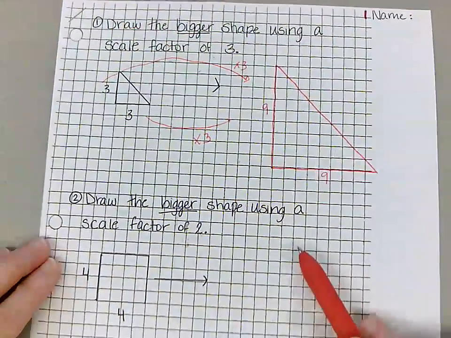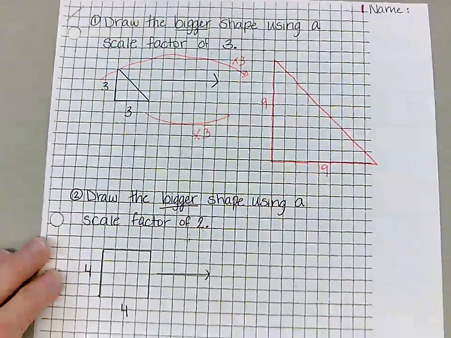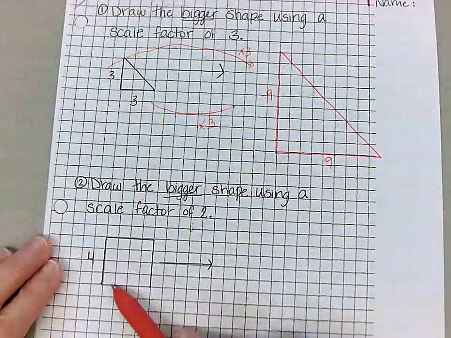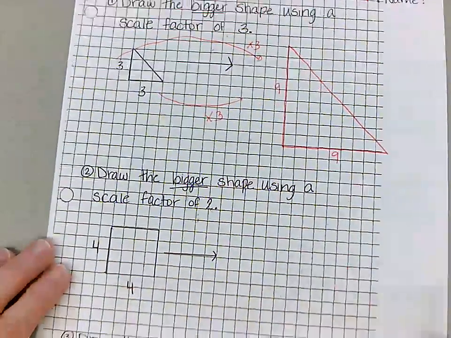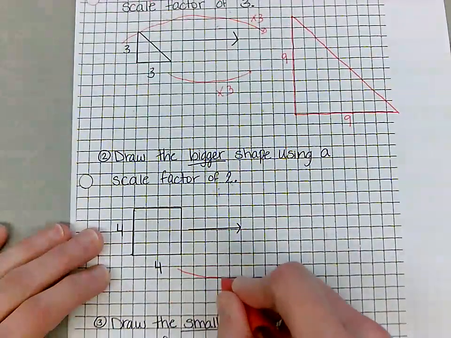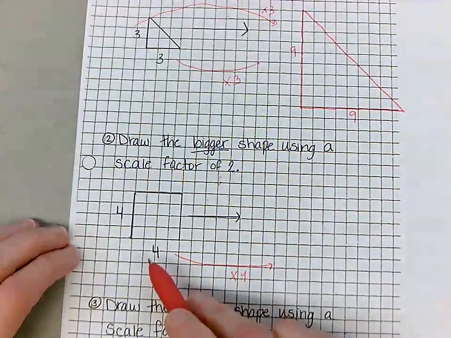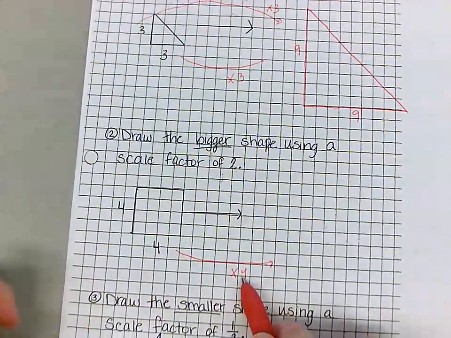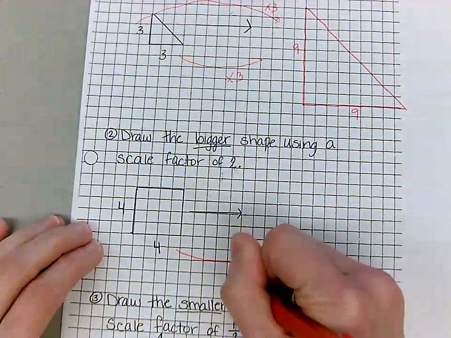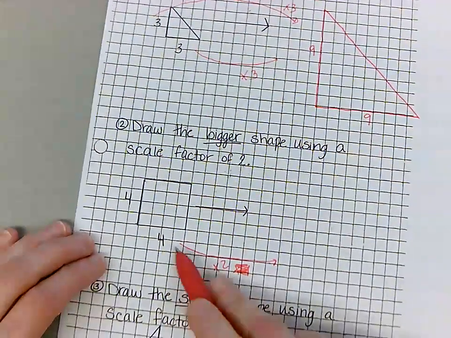Number 2, draw the bigger shape using a scale factor of 2. So this time we want it 2 times bigger. You have a square here with side lengths of 4. So if we're going to make this 4 times larger, times 4, then 4 times 4 means you're going to, 2. Wow, I think I was looking at the 4 on the sides. Sorry. 2 times bigger, my fault. 2 times bigger. Then we have 4 times 2 is 8.